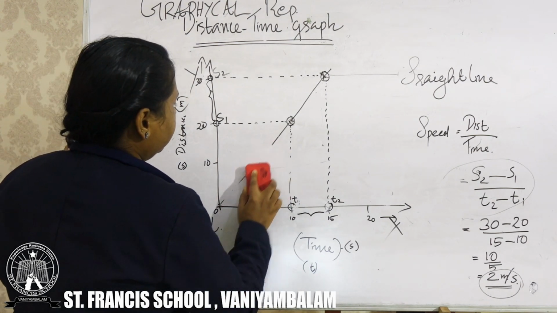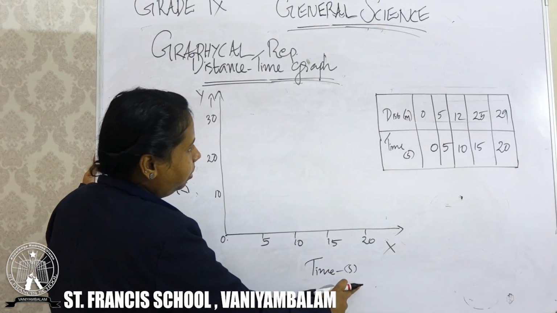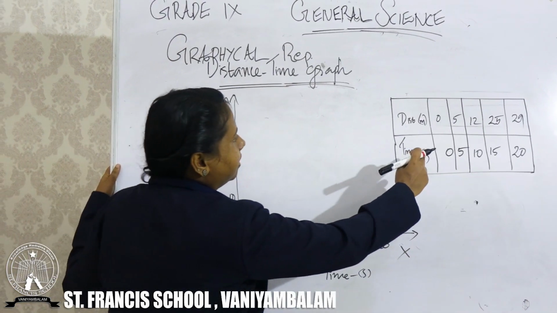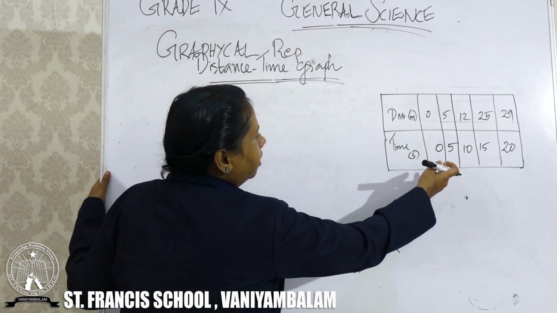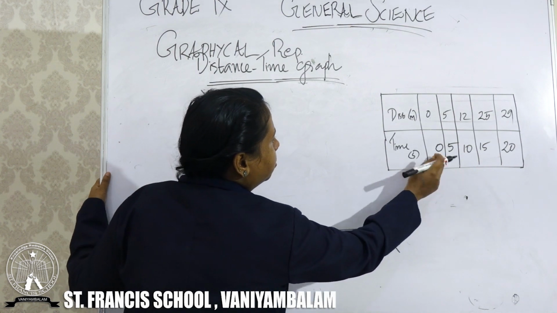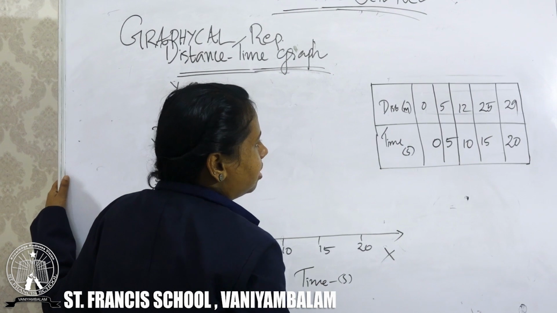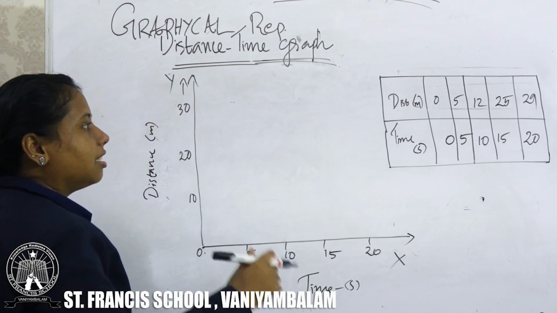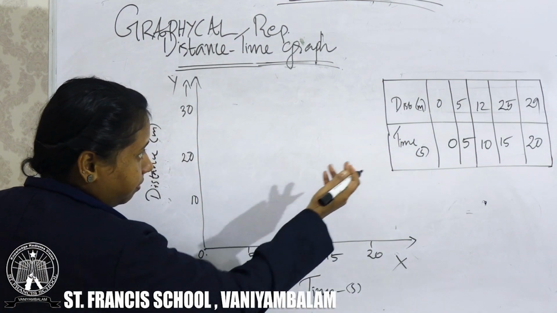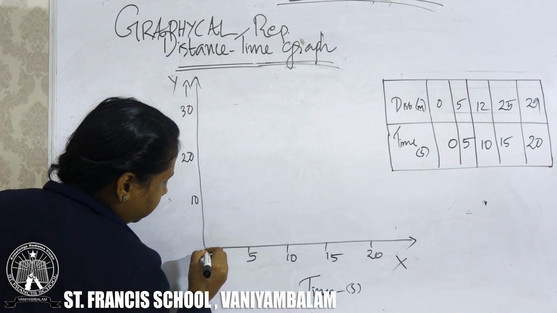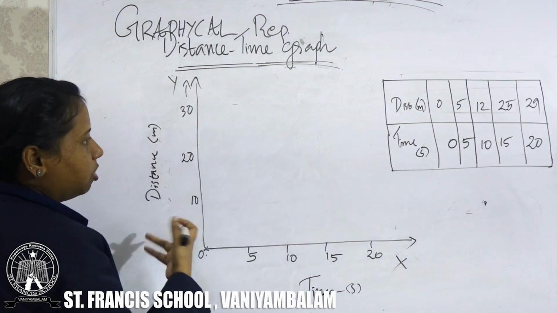And next is non-uniform speed. Just look at the board. This is distance, then this is time. Some values are here. At 0 second the object was at 0 distance, it does not move, meaning it is at rest. Here it is 0, 0, time 0 and distance also 0.